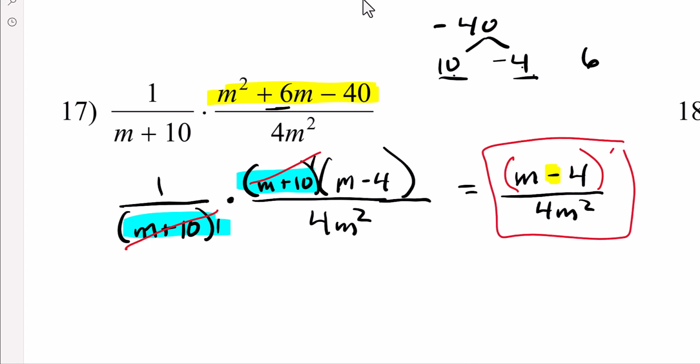And then again, if you are going to find the excluded values, the opposite of 10, m can't equal negative 10. And what zeroes out 4m squared? Well, that's just a multiplier. So if you put a 0 in there, 0 squared is 0. 0 times 4 is 0. So the other number is 0. And again, it's not asking you to list the excluded values, but it's a good idea to know how to do those. All right, that's it for this one.